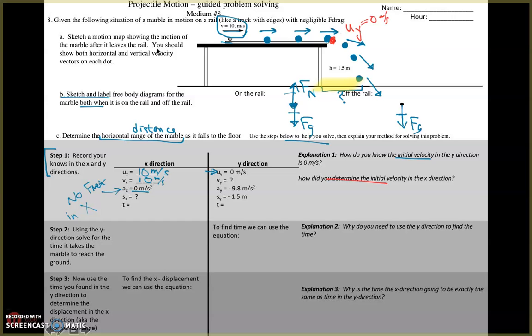And hopefully you've also jotted down how you determine the initial velocity in the x direction, which is quite dull because that's just from the problem. Pretty boring. But now that you've done a little bit of explaining, we can move forward to step 2.